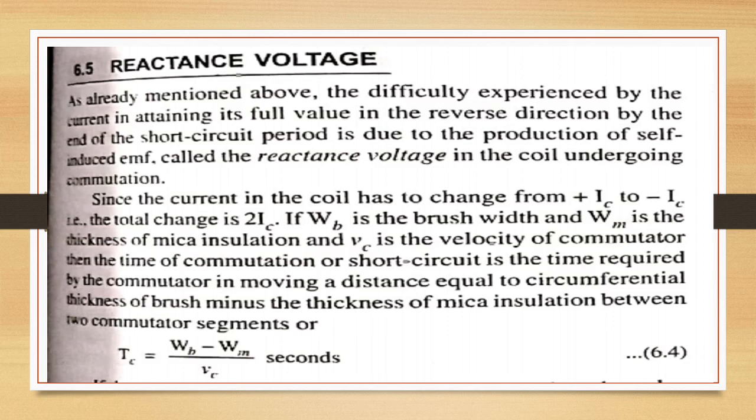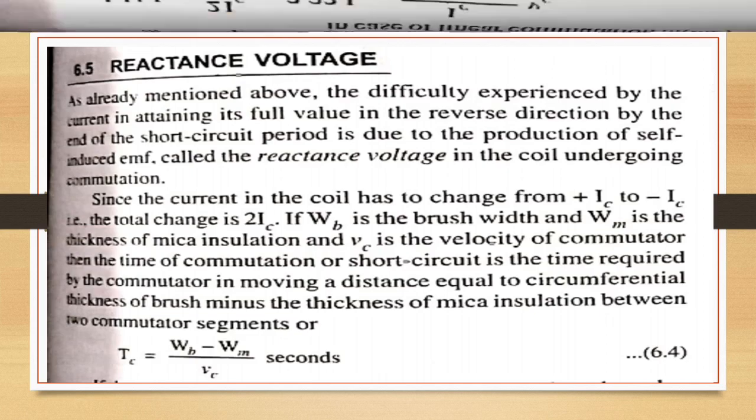And since the current in the coil has to change from plus IC to minus IC, that is total change is 2 IC. If WB is the brush width, WM is the thickness of mica insulation, and Vc is the velocity of commutator, then the time of commutation or short circuit is the time required by the commutator in moving a distance equal to the circumference in thickness of brush minus the thickness of mica insulation between the two commutator segments, or Tc is Wb minus Wm by Vc seconds.